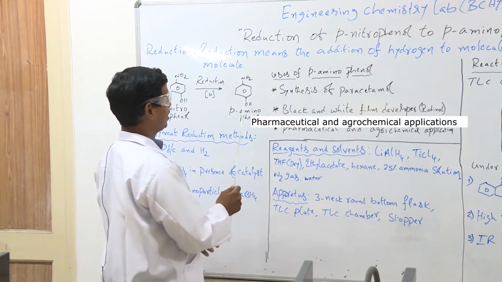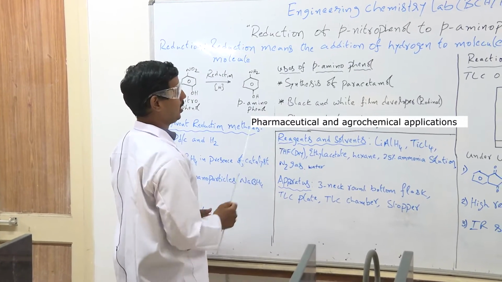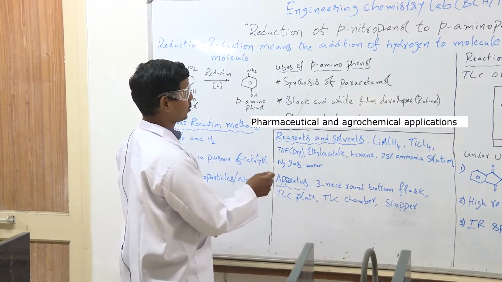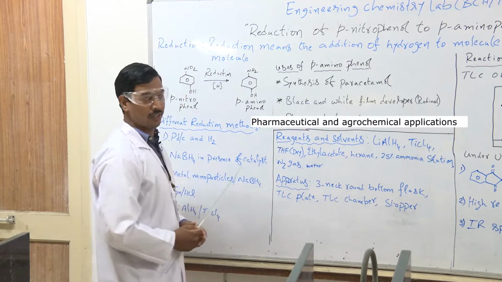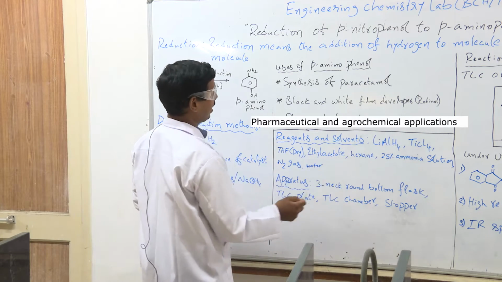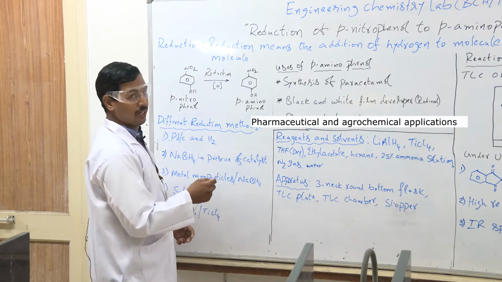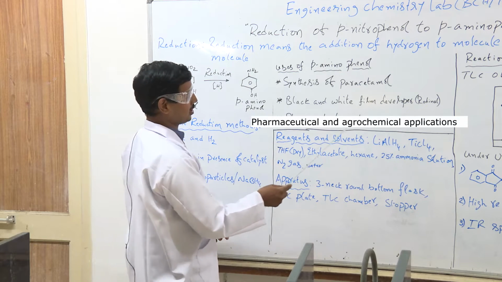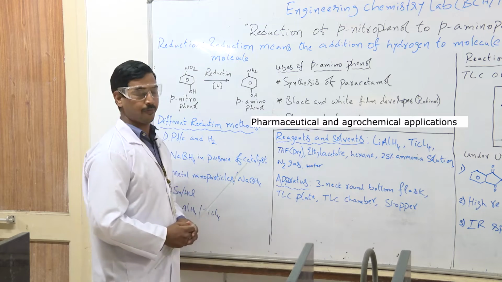This para-aminophenol has several advantages. For example, we can use it in the synthesis of paracetamol, and also as a black and white film developer. Its commercial name is Rodinal. Para-aminophenol derivatives can also be used in the pharmaceutical and agrochemical industries.